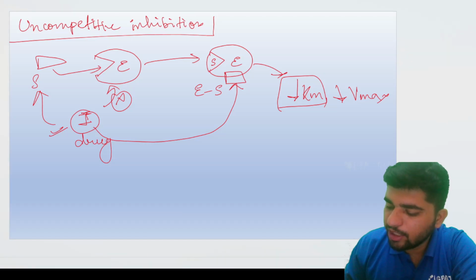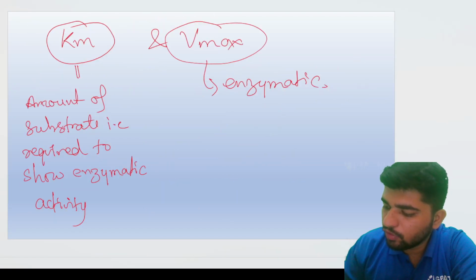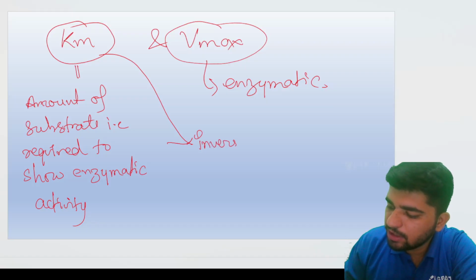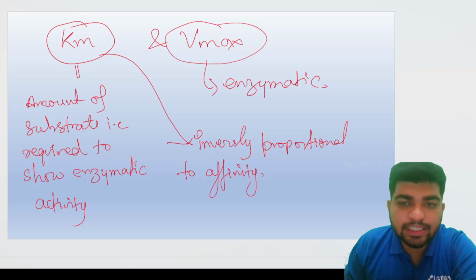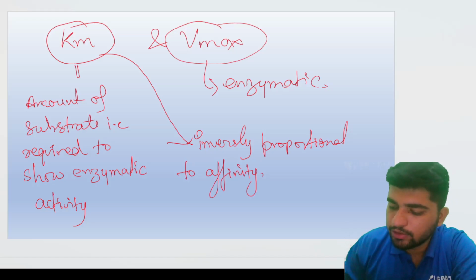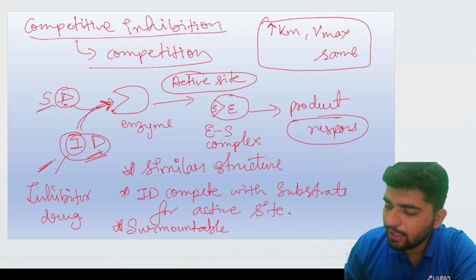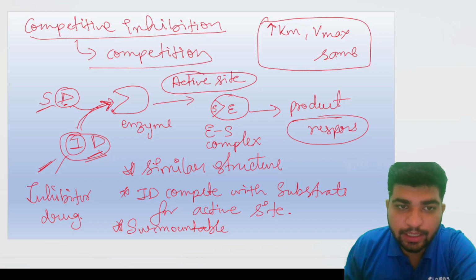Also, Km is inversely proportional to affinity. So here you can see that the inhibitory drug is going to compete against the substrate with the enzyme for the active site of the enzyme.